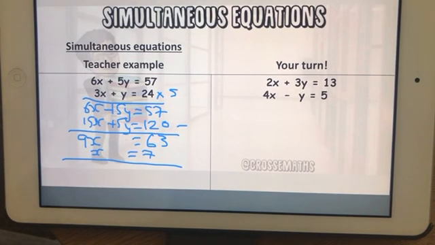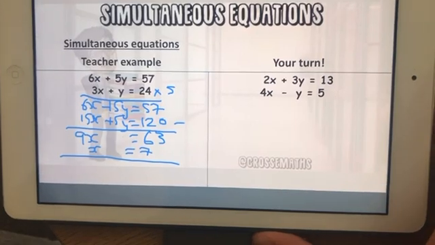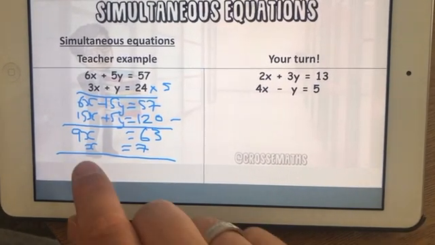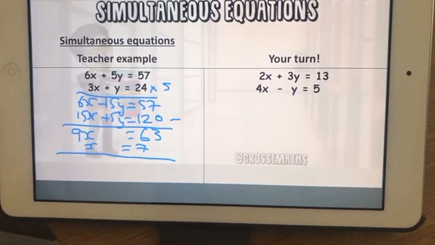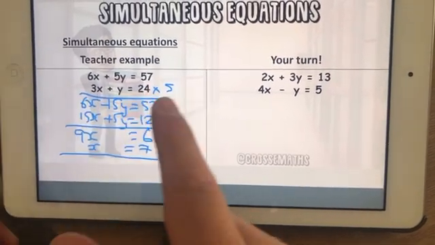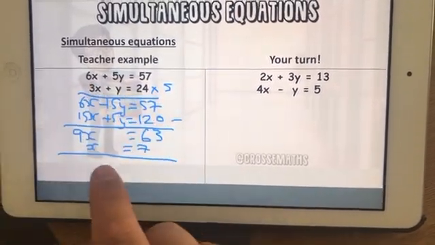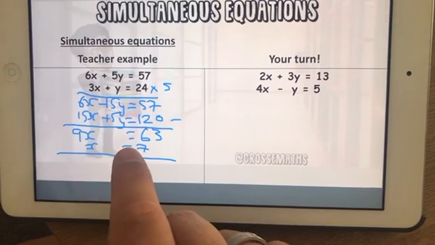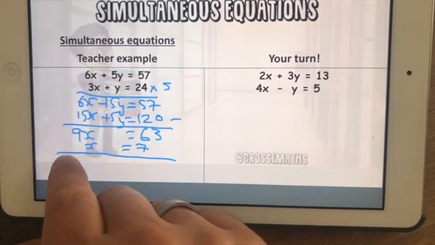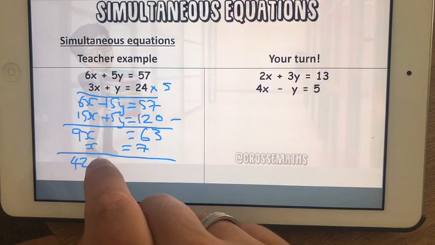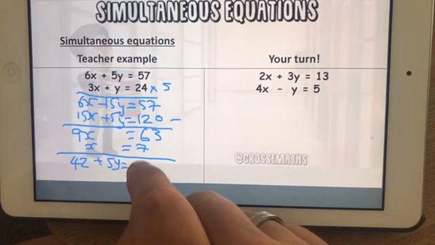Halfway through the question. Again, once you're here now, the important bit is to make sure you get the next step nailed. Okay, I'm going to substitute x back in. I'm going to put it in whichever one you want to. I'm going to always go for the top one usually because it's the easiest one. 6x is there. I know x is 7. 6 times 7 is 42. So I've got 42 plus 5y equals 57.